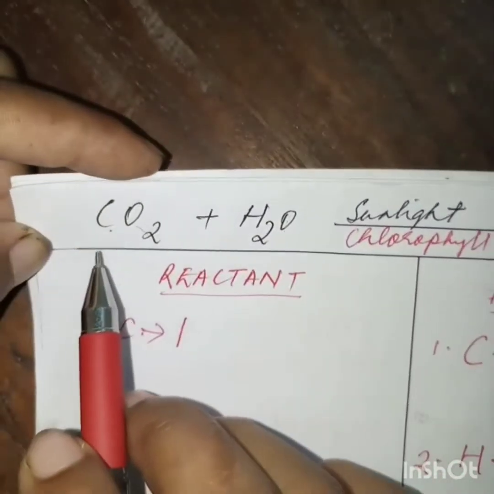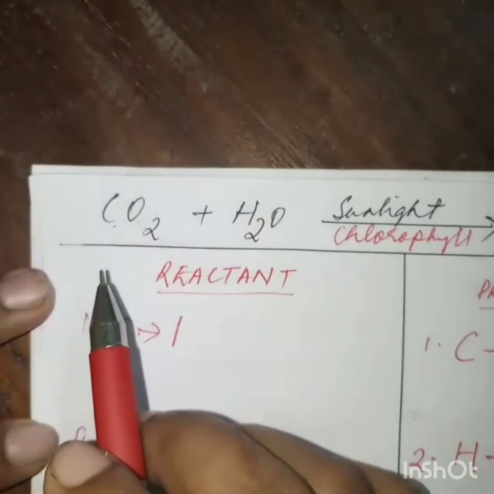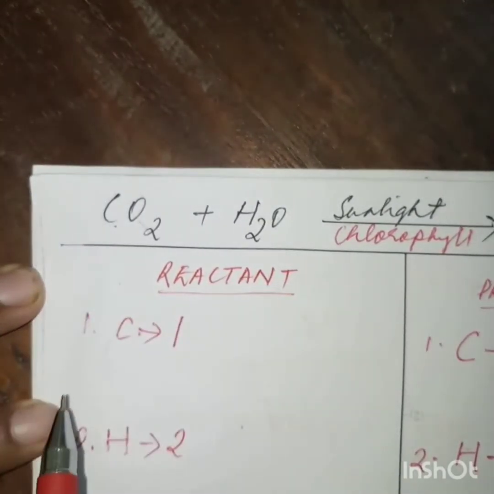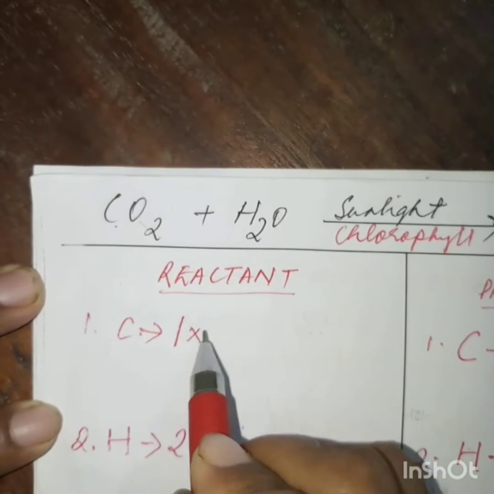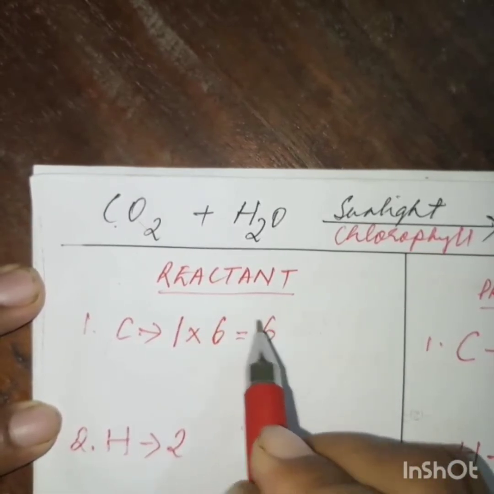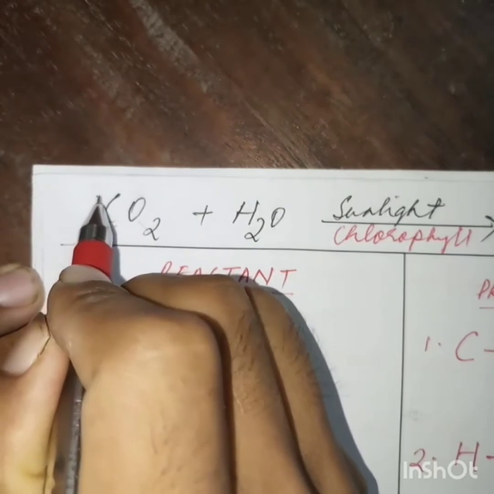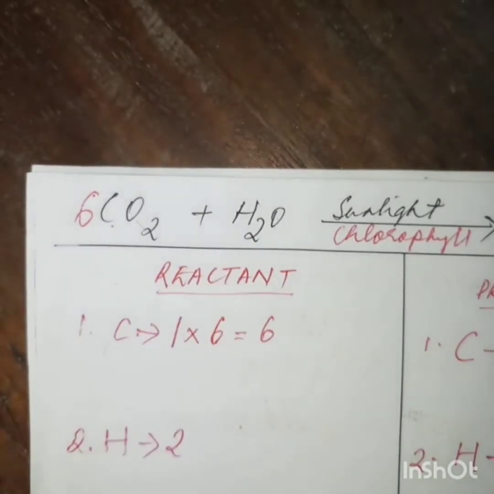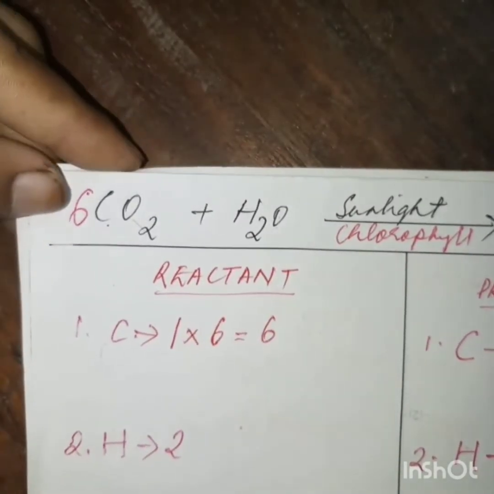Here also it should be 6. What we need to do is just add 6. Or you can say 1 into something is 6, equal to 6. This something should be written here. It means addition. Now I think you got it.